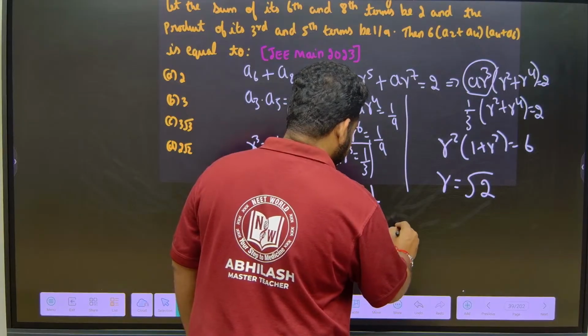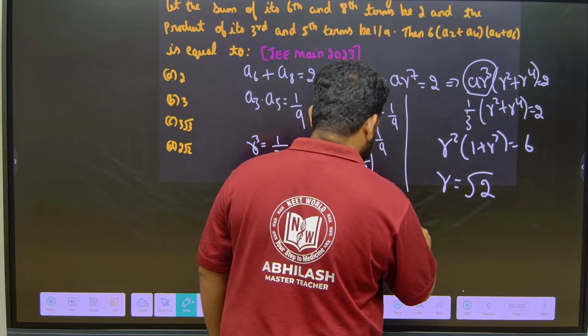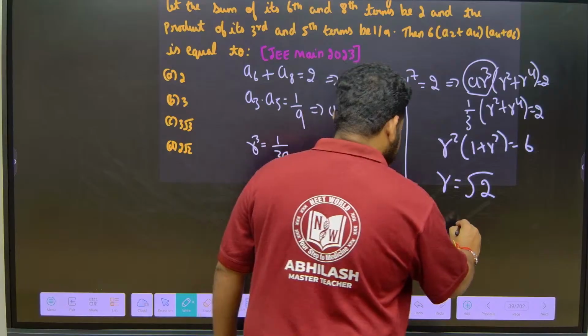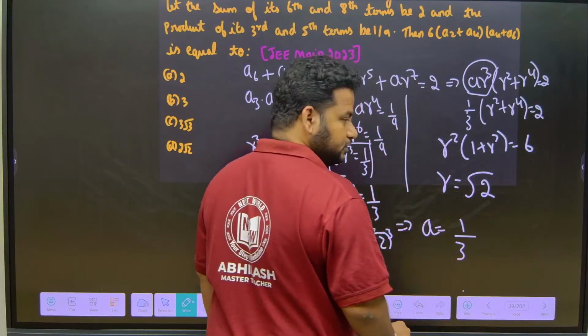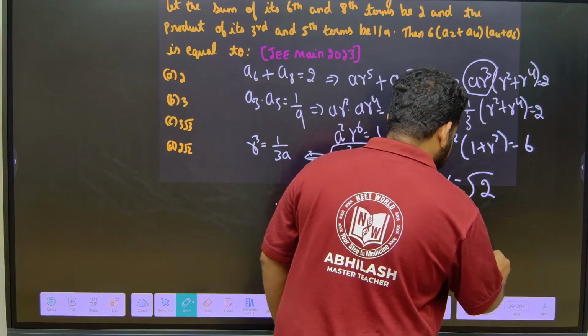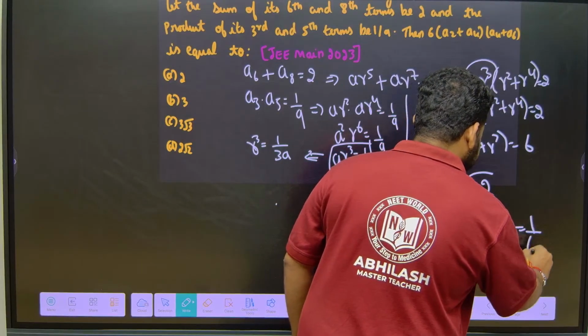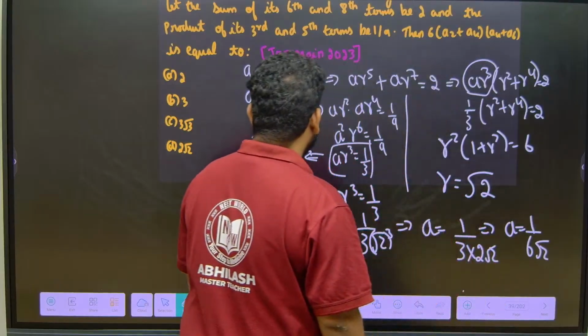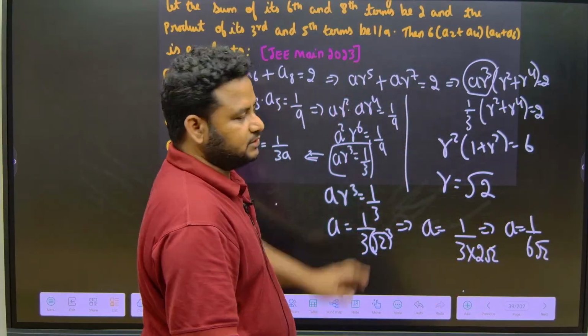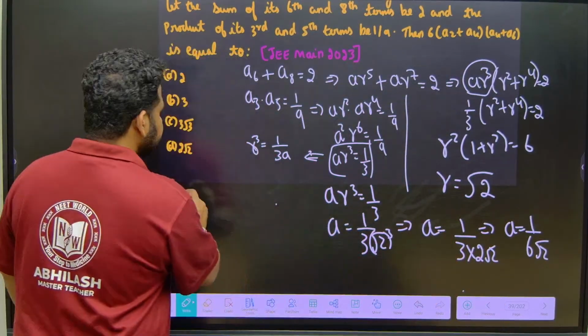Correct? Root 2 whole cube. That gives us a is equal to 1 by 3 times root 2 into root 2 is 2. Again root 2 will remain as it is. So this implies a is equal to 1 by 6 root 2. Now they are asking us 6 times of this one. Now let us do it again. So if I do it again, this will become what?